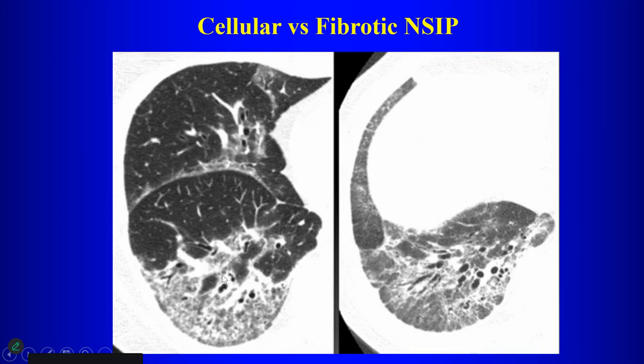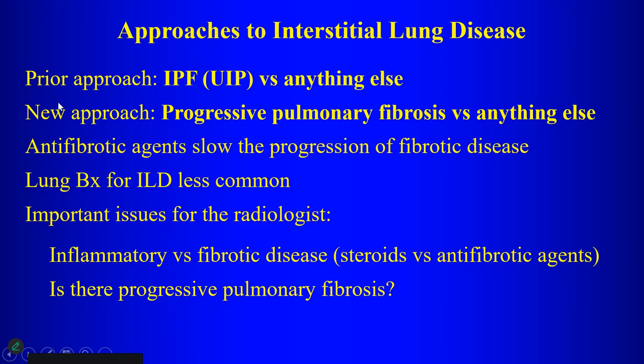Cellular NSIP has more airspace opacities and ground glass, as opposed to fibrotic NSIP, which has less of that and more manifestations of fibrosis. So here you can see some nice traction bronchiectasis with surrounding ground glass. Notice still no honeycombing here, maybe some subpleural sparing in that case.